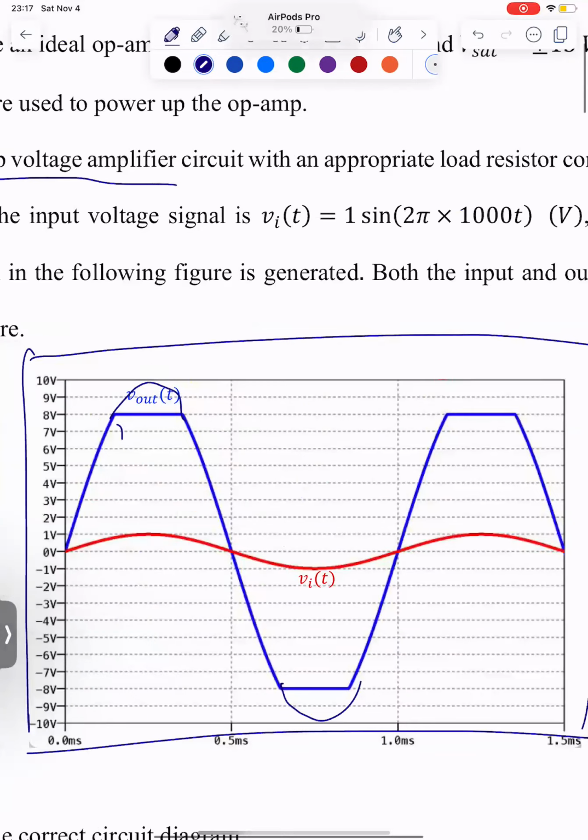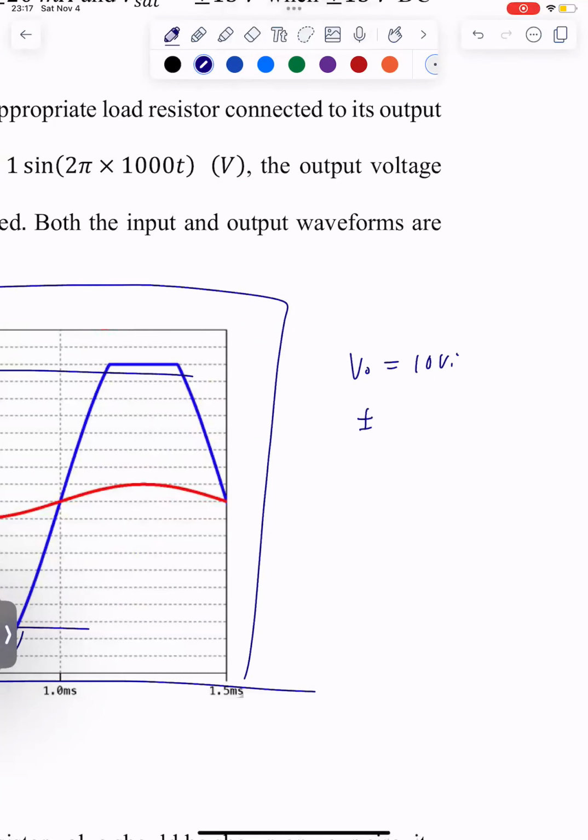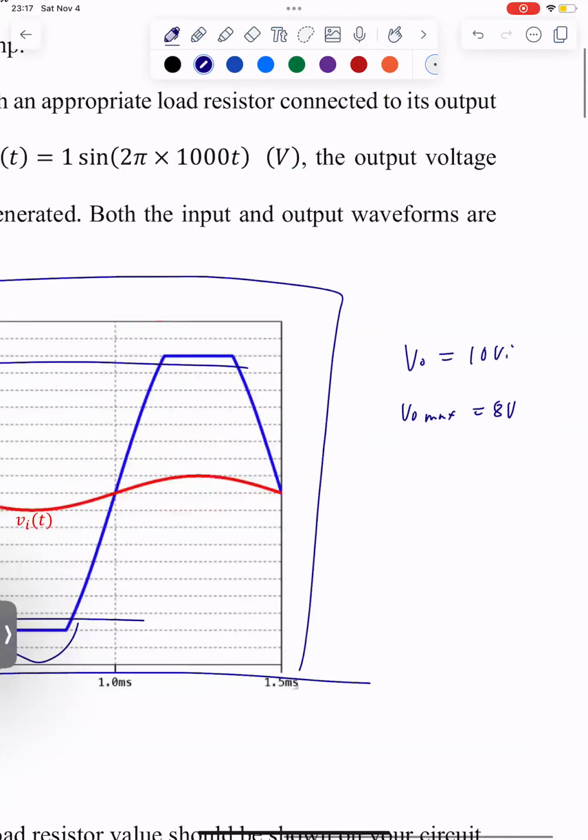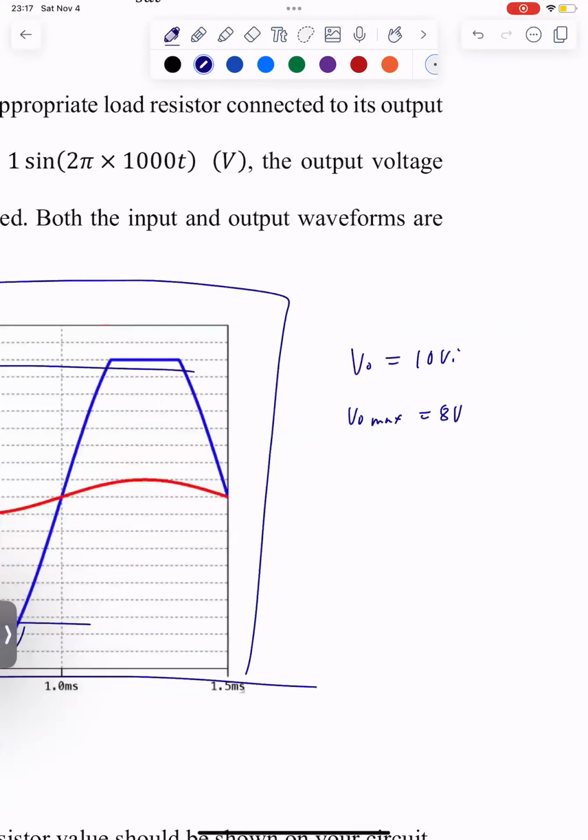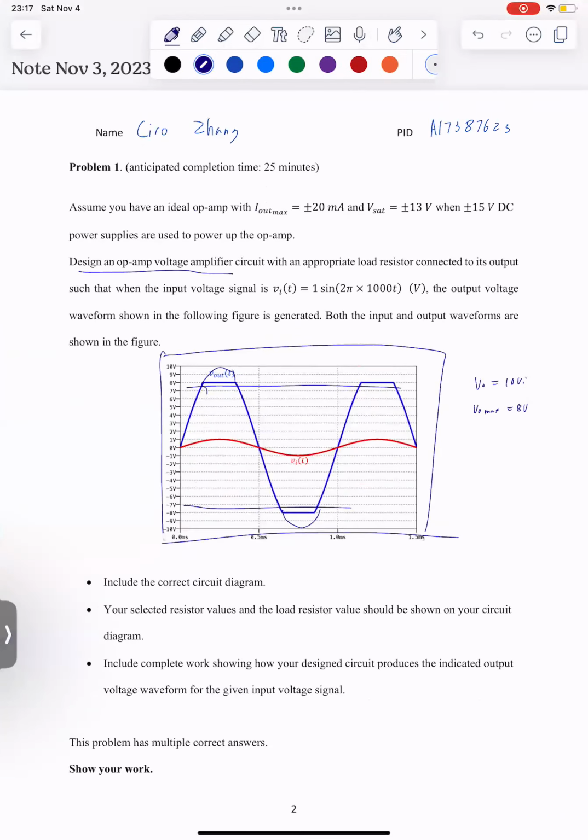However, it's also being clamped at any values above and below certain limits. So V out is maxed at 8 volts and minimum at -8 volts, so it's in between the range of positive and negative 8 volts.